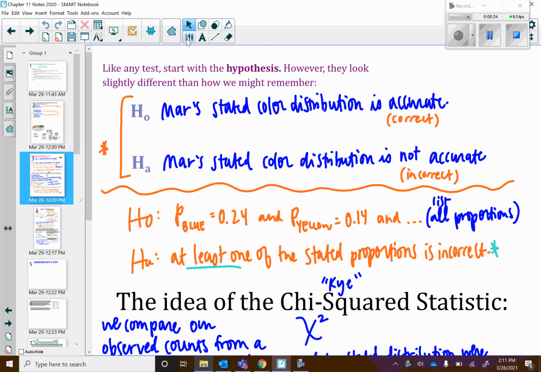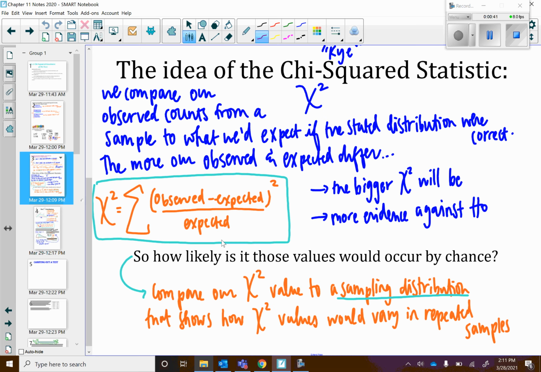So then we talked about our hypotheses, how often the hypothesis is going to be that a stated color distribution is accurate or true versus a stated distribution is inaccurate or not true. And then we calculate our chi-squared value, which is the sum of the observed minus expected squared all over the expected counts. The bigger that value is, the more evidence we have against the null, because that means our observed and expected are further away from one another.